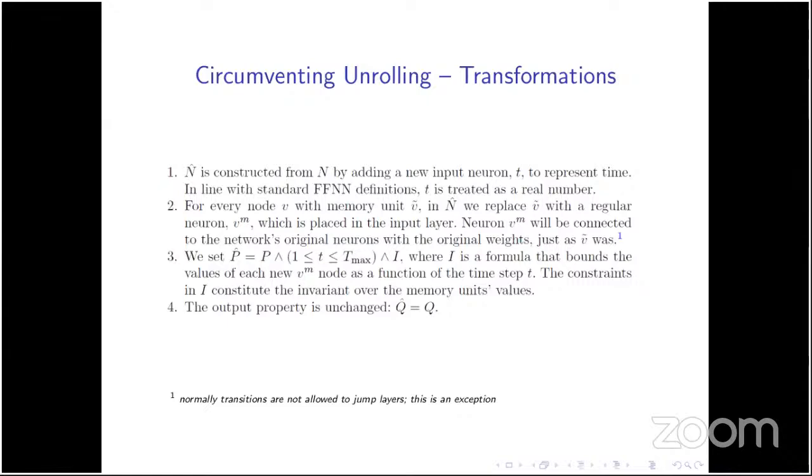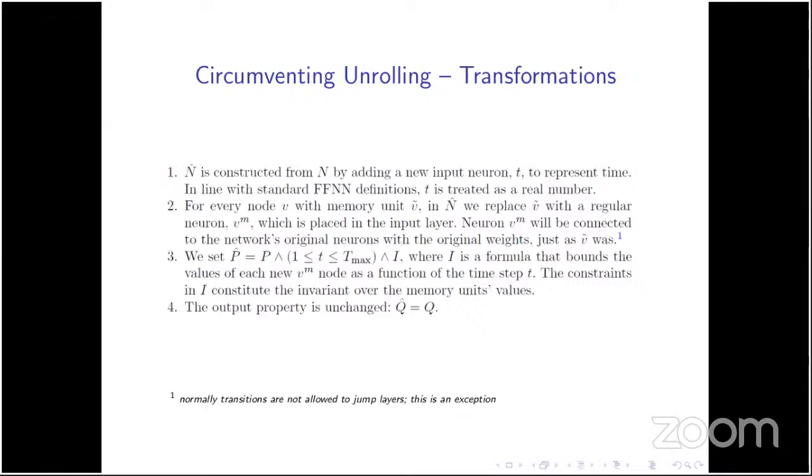So what does the transformation look like? The transformation is very simple. For the network, you add 1 neuron to represent the time, which is the T neuron that we had seen the last time. You have 1 more neuron for every memory unit, which is brought to the input layer. So for every neuron that has a memory unit, you add 1 neuron to the input layer, and from that neuron you add an edge connecting it to its corresponding neuron in whichever layer it is. In fact, this is an exception here. Normally transitions are not allowed to jump layers, but this one is allowed to jump. So these are the only 2 changes to the network.